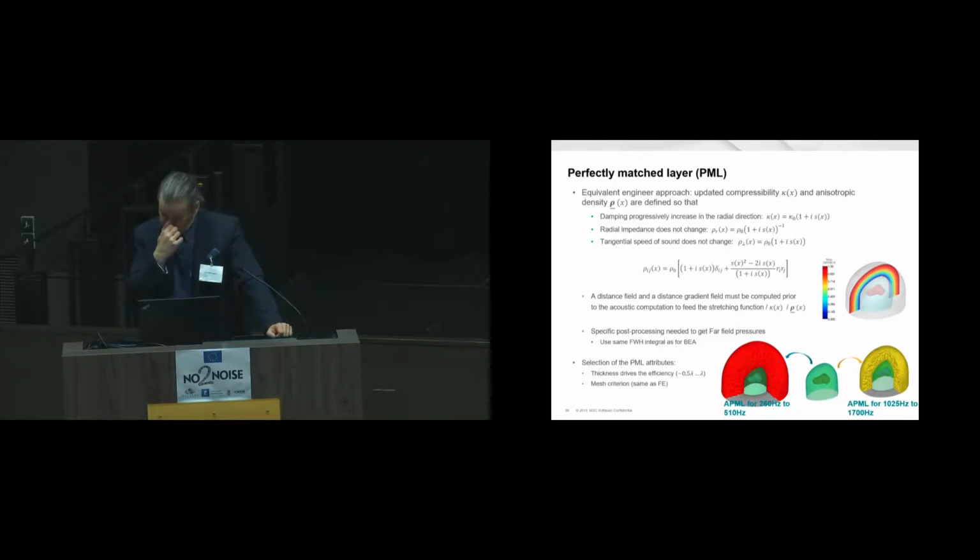Well, now that you have that, it works well, but you still have to adapt the thickness to the wavelength. A good rule of thumb is that you need to have at least one wavelength of PML to damp the waves efficiently. The same mesh criterion as for finite elements: you also have to refine your mesh with the wavelength for the PML region. And basically, you can use adaptive meshing to adapt the PML to the frequency range of interest.